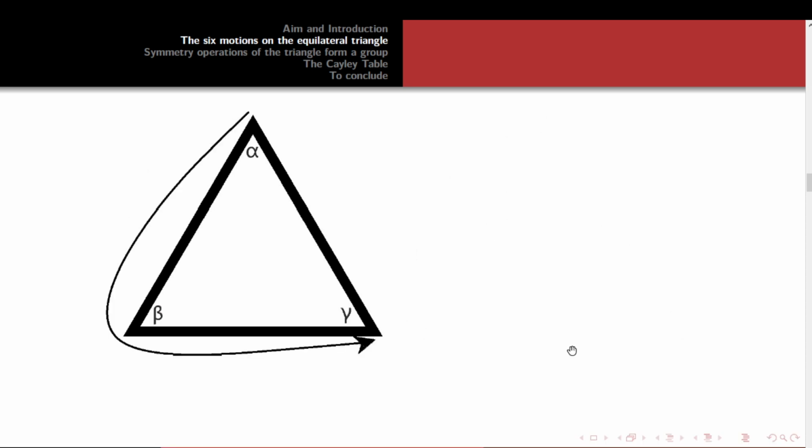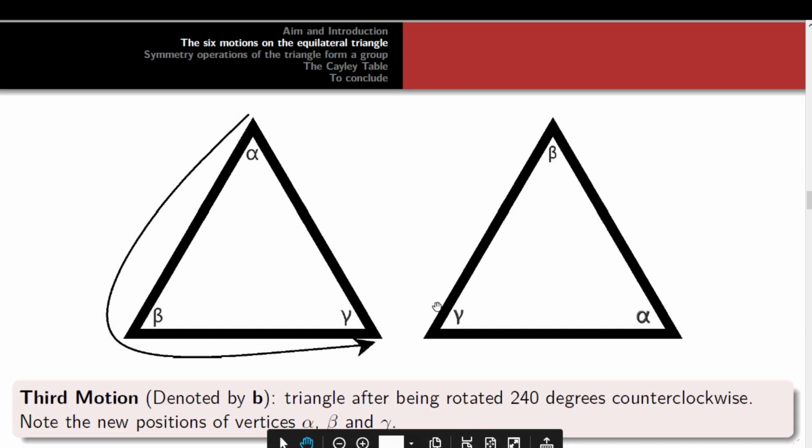Now the third motion, what we are going to do is rotate the equilateral triangle about 240 degrees from the center. So you have alpha moving to gamma, gamma moving to beta, and beta moving to alpha. See?